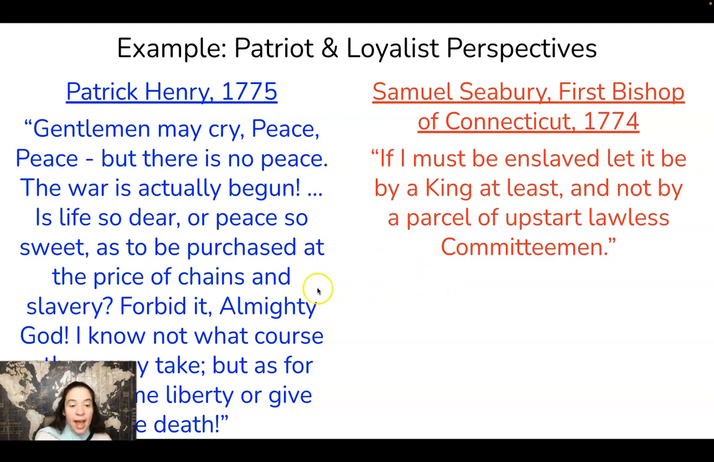I also like to point out the mention of slavery in both of these. Patrick Henry mentions slavery, but Samuel Seabury also mentions slavery. But they're not talking about the chattel slavery that is going on in the 18th century. They're talking about being enslaved by Great Britain. So that also makes quite a stark contrast between what our 18th century people were saying about slavery and what was actually going on in the colonies with the buying, selling, and trading of human beings.